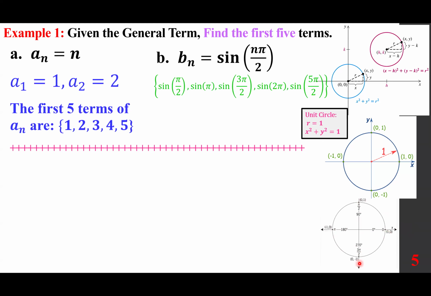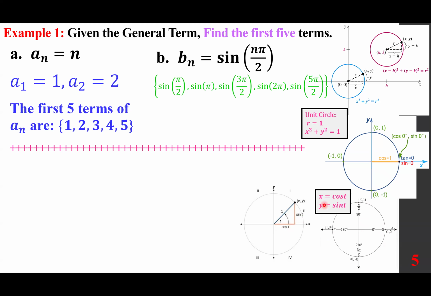Those angles are called quadrantal angles because the terminal side is along the positive or negative side of the x-axis, or the positive or negative side of the y-axis, and their trigonometric functions are easily calculated. So if we look at this one, the x is represented by cosine, and y is represented by sine.